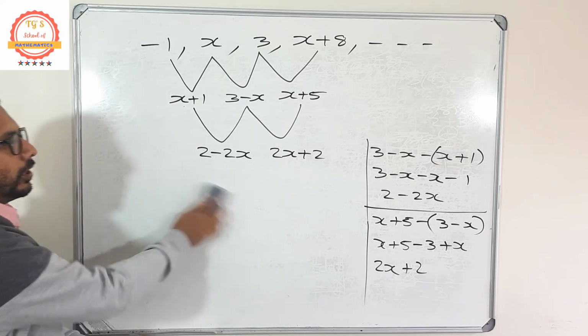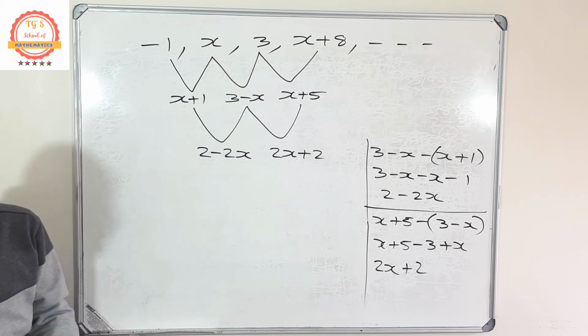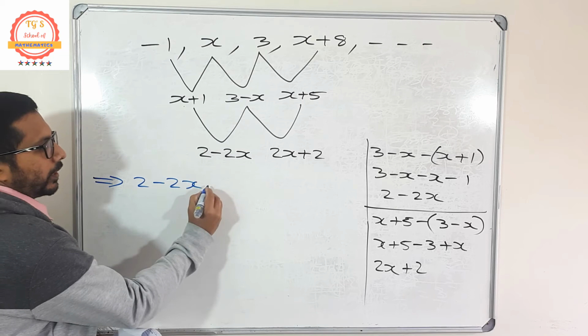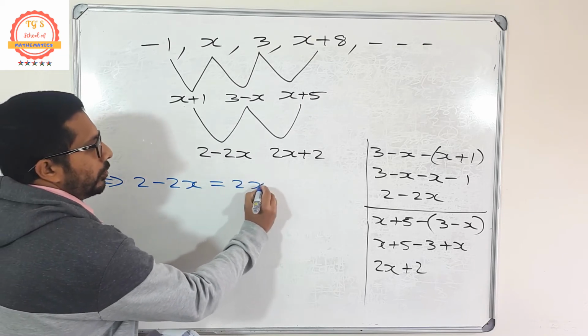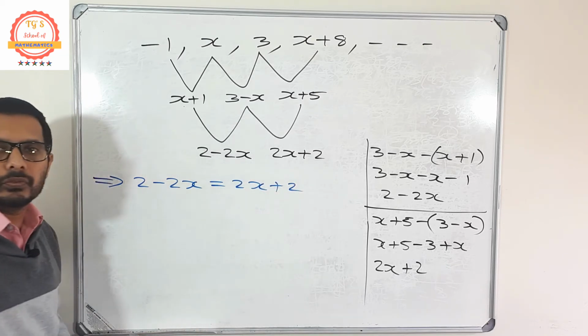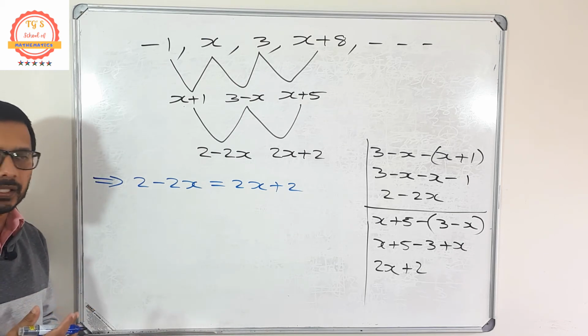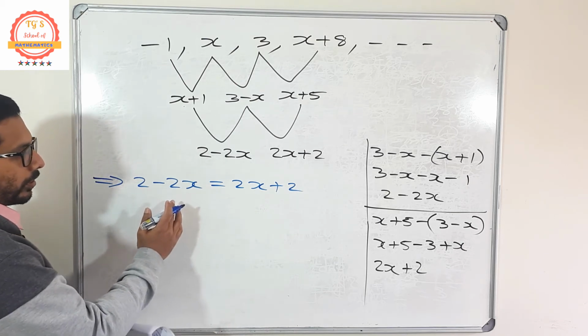Next step we can write, it implies that 2 minus 2x is equal to 2x plus 2. Why? Because the second differences are the same in a quadratic sequence. So now just try to solve this one.